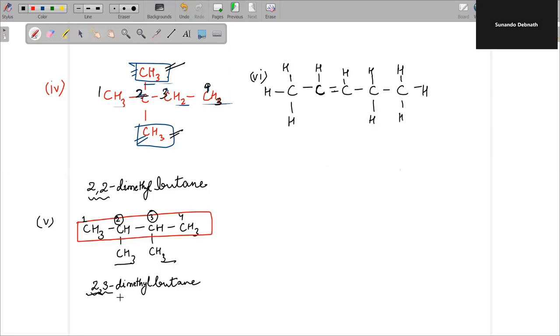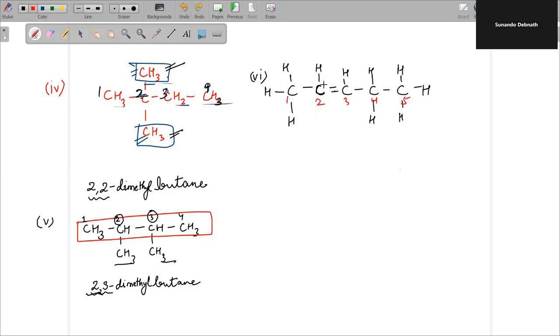Now see, what do we name it as? Here again, the numbering should be done in such a way that the double bond or the triple bond should get the lowest possible number. So we would not do it from this end. This is wrong because this would give this bond the higher number. We would be numbering it as 1, 2, 3, 4, 5, so that the double bond gets the number 2.